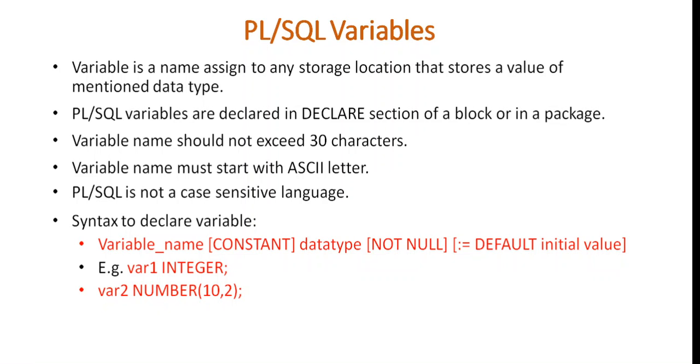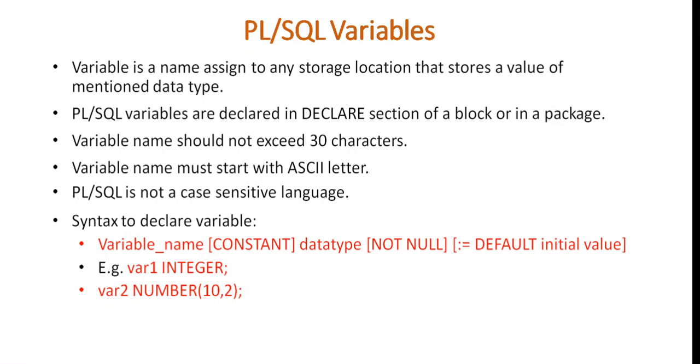defined. That is, we know that by using number data type we can store floating point numbers. So here in brackets I have written 10, 2. Now 10 is the precision and 2 is the scale. Here your var2 variable is of number data type, and it can consist of a total of 10 digits. Out of these 10 digits, 8 digits can be specified before the decimal point, and 2 digits can be specified after the decimal point.